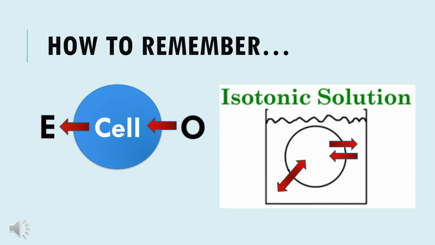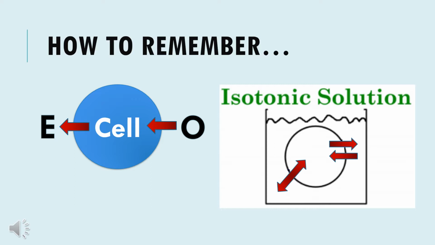You may be asking yourself, how do I remember the direction the water moves when a cell is placed into a hypertonic, a hypotonic, and an isotonic solution? Well, I've come up with a cute way of helping you remember that. If you draw yourself a cell, a circle in the middle of your paper, and you label E on the left side and O on the right side. I did it because E comes before O alphabetically.